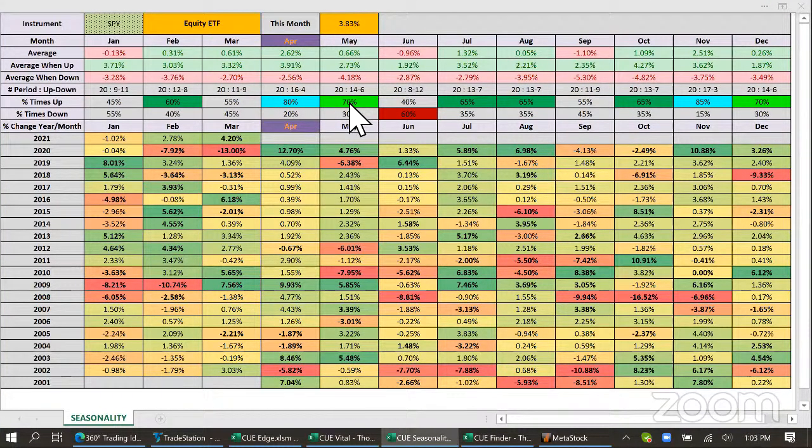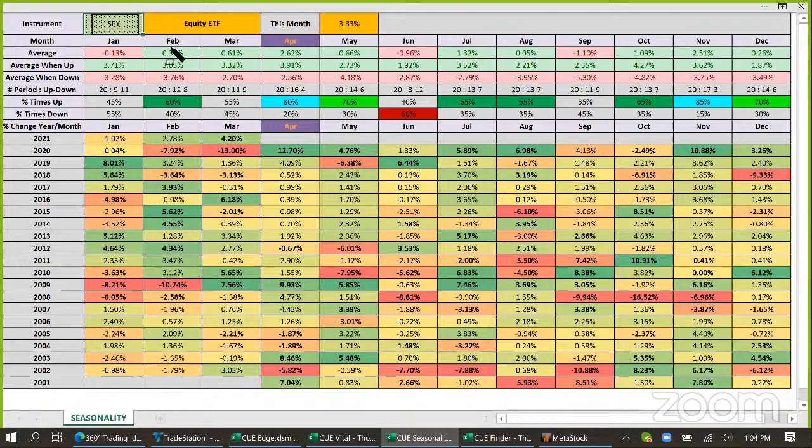Now, there is this saying, again, let's come back to that: sell in May and go away. Is May so bearish for SPY? If we use Q seasonality, we see no. In fact, it has 70% bullish seasonality in May.